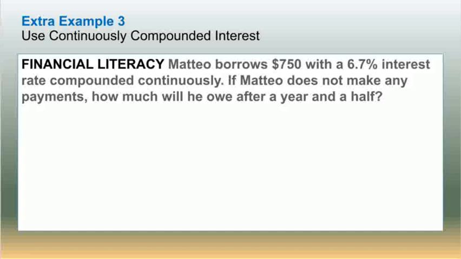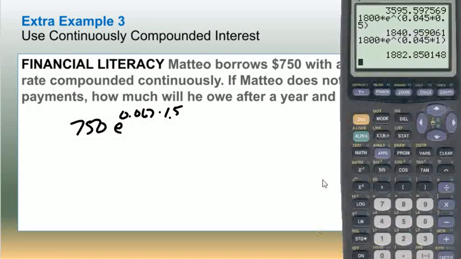Next, Mateo borrows $750 with an interest rate of 6.7%, so 0.067, compounded continuously, does not make any payments. How much will he owe after a year and a half? So that is times 1.5 on our calculator. Second, enter.